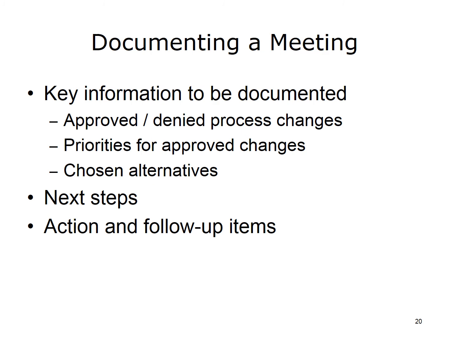The key information to be documented from a process redesign decision-making meeting include decisions on each proposed process change, approved and denied process changes, priorities for approved changes, chosen alternatives, next steps, action and follow-up items. The decisions on each proposed process change can be documented by adding columns to the brand matrix for approval and priority. The chosen alternative would be documented as an approval, and other alternatives would be marked non-approved.